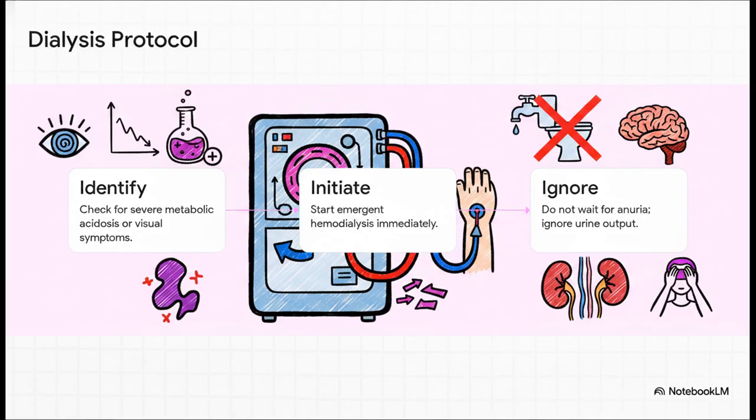The most frequent execution gap we see on the boards, it's delaying this therapy simply because the patient is still making urine. You have to completely ignore their current urine output. You aren't dialyzing for urea. You are dialyzing to physically pull the poison out of their blood before it blinds them or destroys their organs.